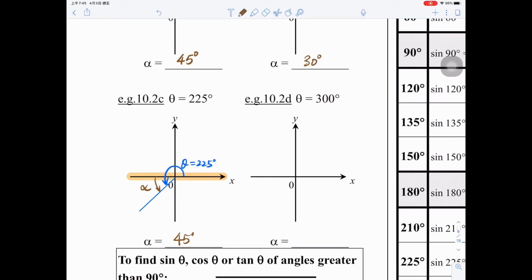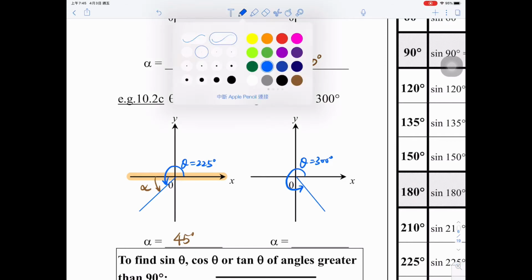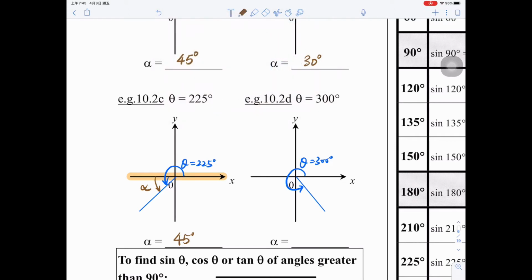300 degrees. About this, theta equals 300 degrees. Then where is the reference angle? Again, compare with the x-axis here. So we count here, alpha. So here alpha is 60 degrees. See?